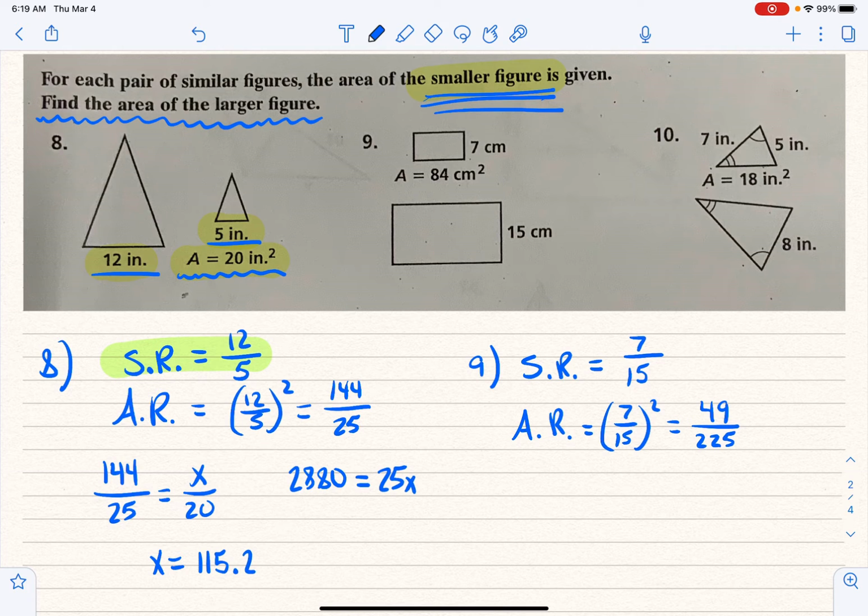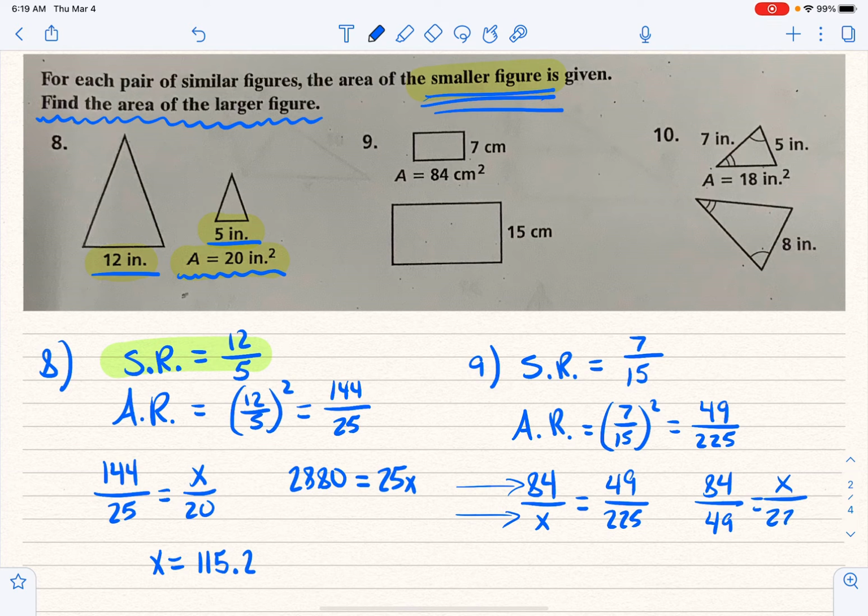The area of the smaller figure is 84. So I can say 84 is to x the same way that 49 is to 225. Now, again, we talked about how you can rewrite these. You could write this looking at it sideways this way, and you're welcome to rewrite it and say 84 is to the number that's across from 84, 49, in the same way that x is to the number that's across from x, 225.